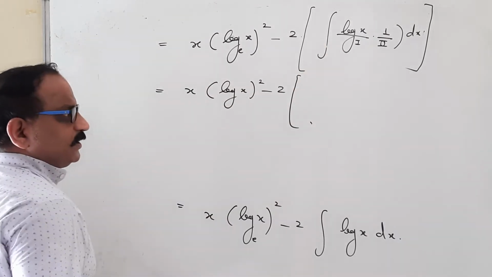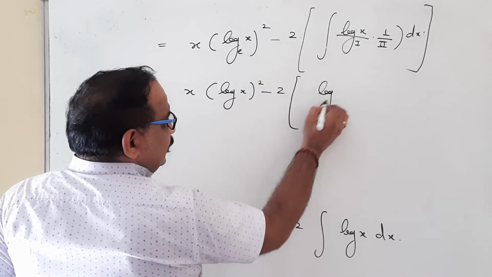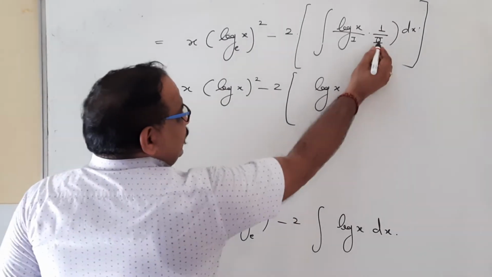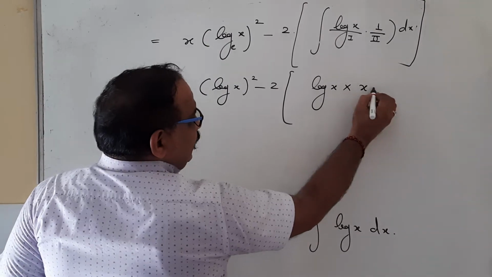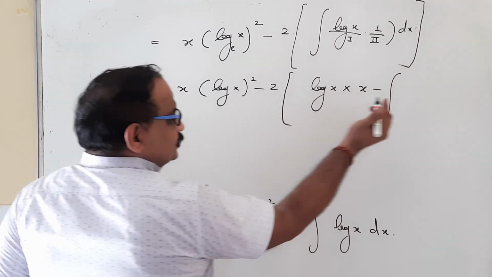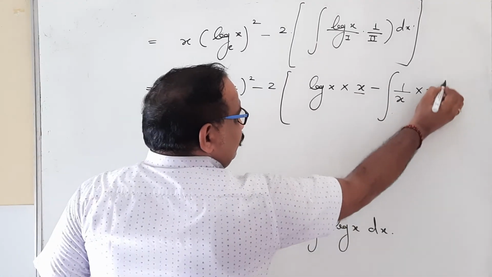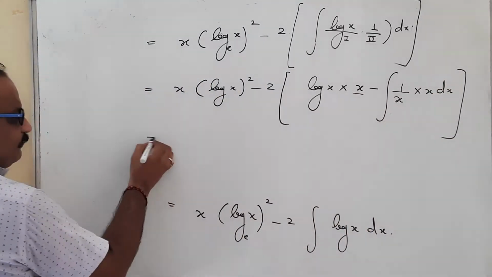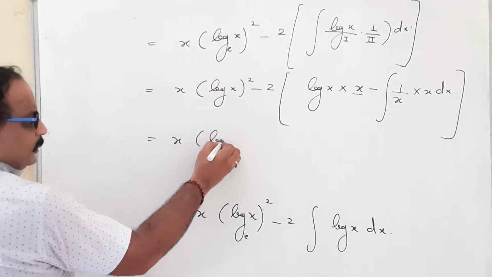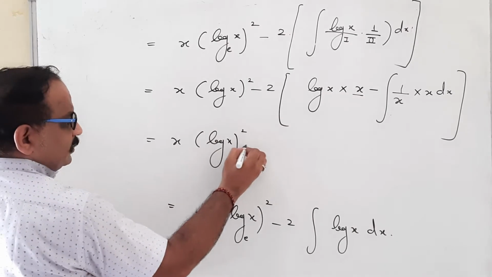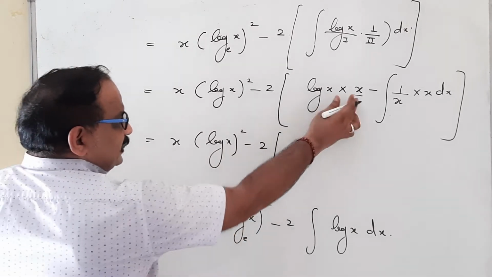Now we have to integrate again. So drop the first function, log x will be there. Integrate the second: integration of 1 is what? x, minus the differentiation of that portion, log x, which is 1 by x. This x will continue, and dx. And finally we have the conclusion: x (log x) whole squared minus 2, and this x should be first.